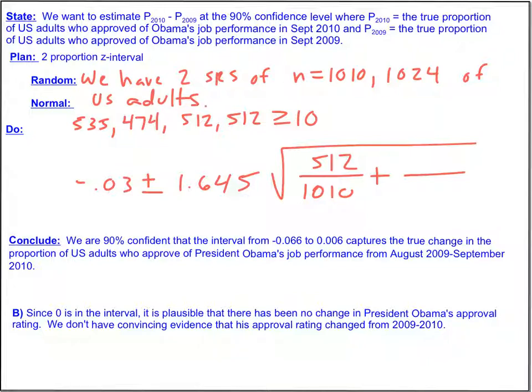Whoops. That didn't go there. That would just be p hat sub 2010, which I do not want there. What I do want is 0.5 times 0.5. And here's 2009. Gonna make one other little adjustment here.